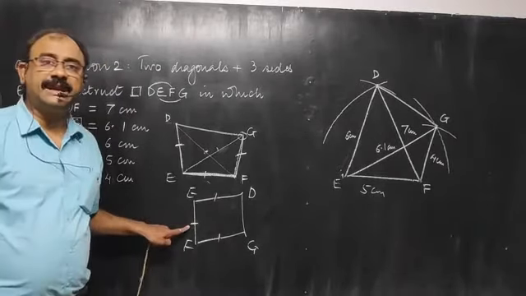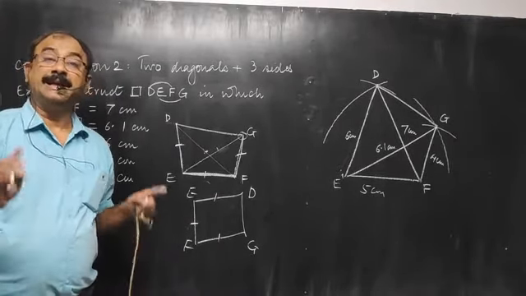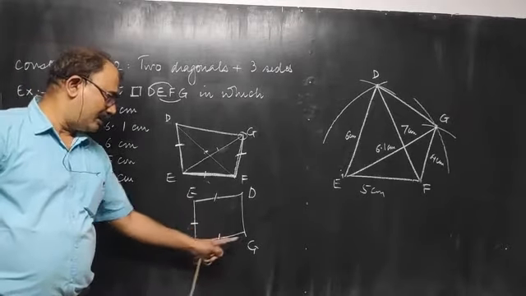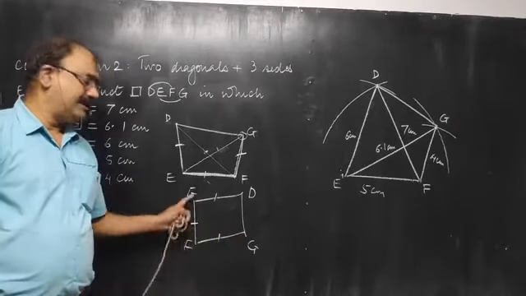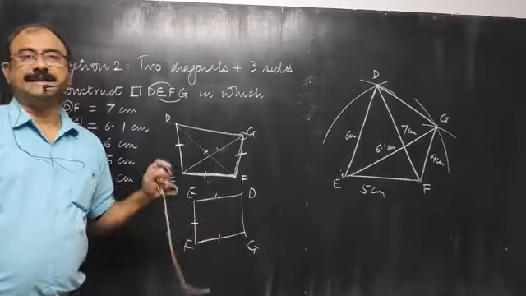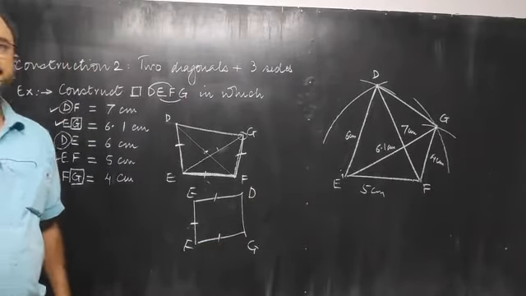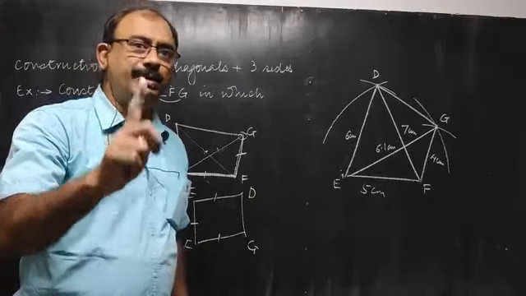So the middle side should be taken as the base, and then the other 2 points can be obtained using the diagonals and these given sides. So it is very simple. Just remember that the middle side should be drawn as the base.